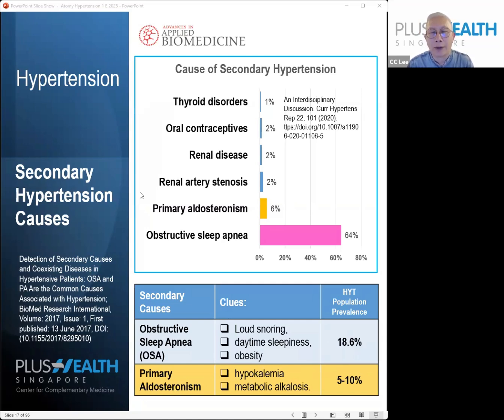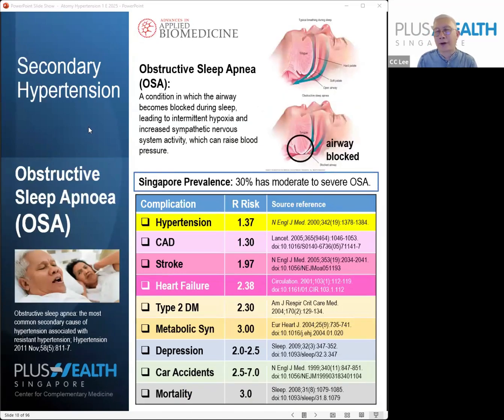The other one is endocrine disorder. Basically, the clinical indications usually include low potassium, hypokalemia, and then you have metabolic alkalosis. But these are less common, about 5 to 10%. Let's look at the first one first. Okay, now OSA is one of the single largest causes of secondary hypertension, right? Now, what is OSA?